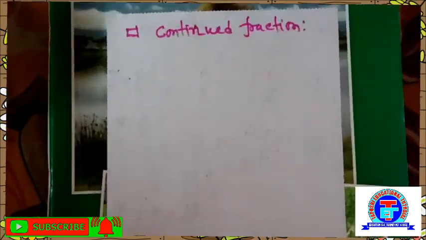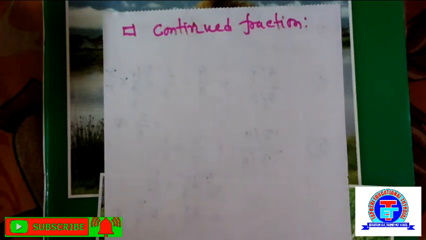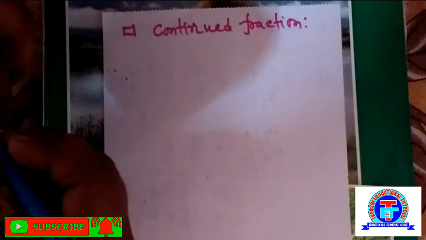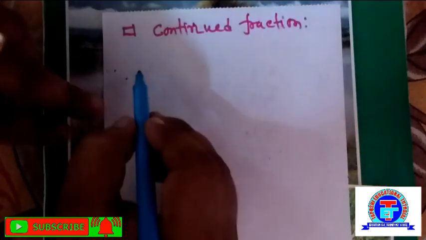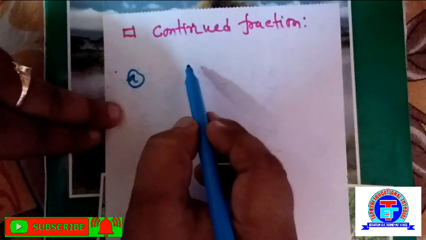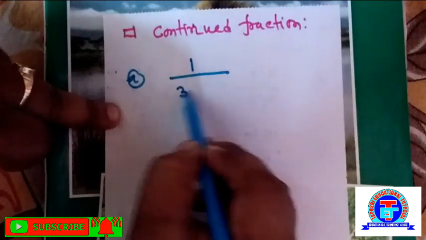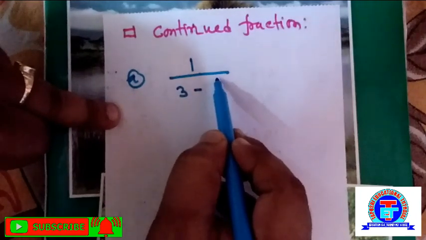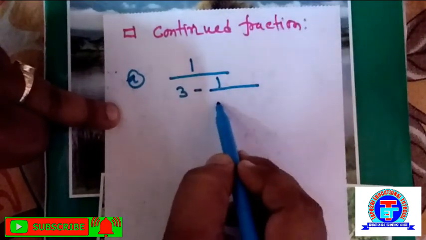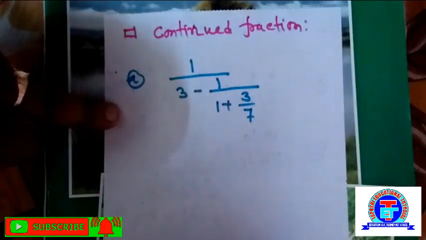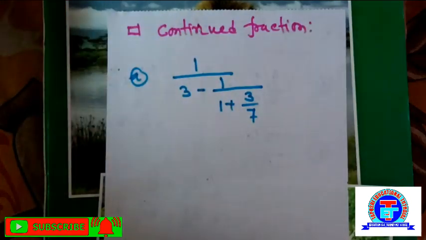Now my dear student, here we learn the continued fraction. How to solve the continued fraction. Like here we understand by the given example. A continued fraction is a complex fraction of the form like this way: 1 by 3 minus 1 by 1 plus 3 by 7. Okay, so it is a continued fraction.